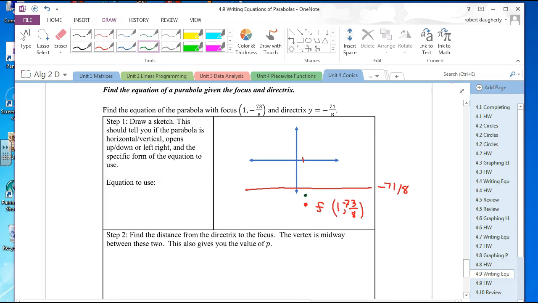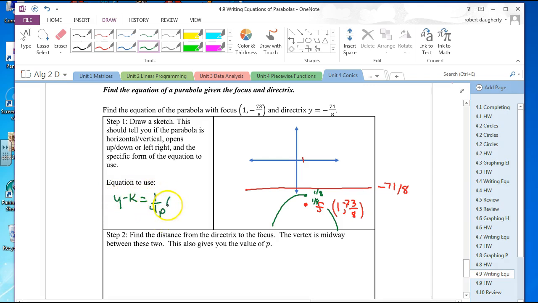How far is it from 71/8 to 73/8? How far is that distance? 2/8. So the distance from here to here is 2/8. So you're going to have 1/8 from there to there and 1/8 from there to there. So this parabola is going to open which way? Down. So P is going to be what kind of number? Negative. What's P? Negative 1/8.